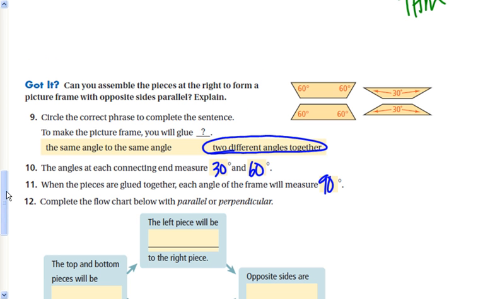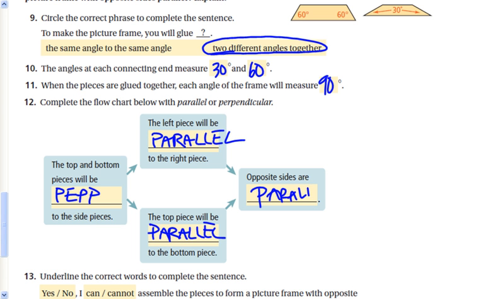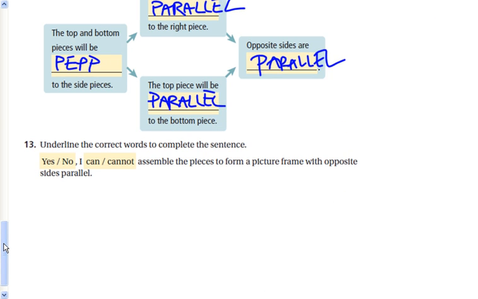So the flow chart shows that the top and bottom pieces will be perpendicular to the side pieces. The left piece will be parallel to the right piece. The top piece will be parallel to the bottom piece. And so the opposite sides are parallel to each other. So, yes, I can assemble the pieces to form a picture frame with opposite sides parallel.